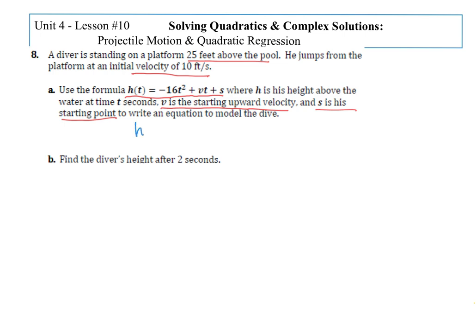Okay, we're finishing the equation here. We need to plug in a number for v and a number for s, and it's telling us that v represents the velocity, which we were given above. Velocity is 10 feet per second. S is his starting point, and we know he started 25 feet above the pool.